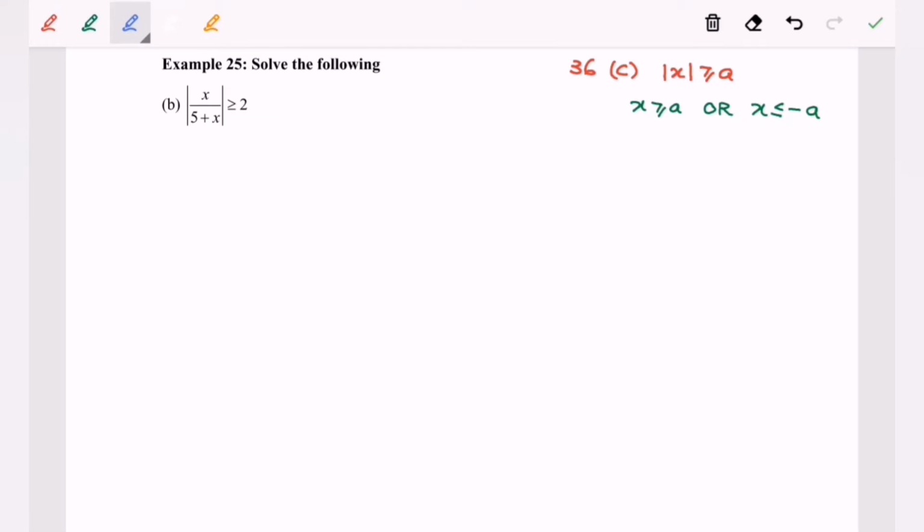Hello everyone, in this video I'm going to discuss the topic absolute value. For example 25b, we have to refer to the definition.